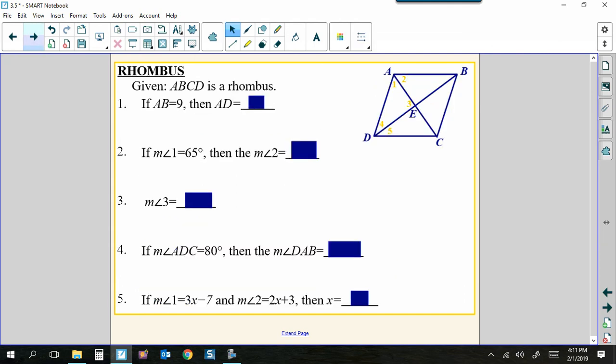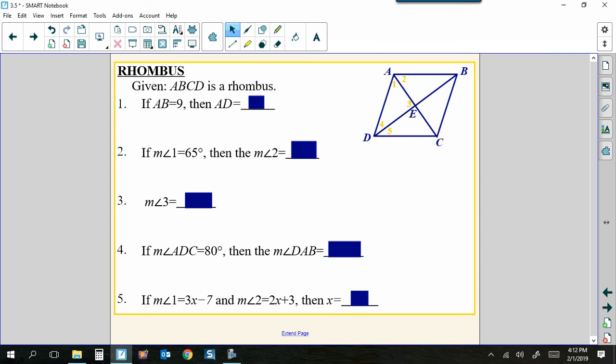Okay, now we're going to look at a rhombus. So think about the properties of a rhombus. It has to have 4 congruent sides, all the properties of a parallelogram, the diagonals bisect the angles, and the diagonals are perpendicular. That's everything we have written down. So if AB is 9, AB is a side of my rhombus, what would AD be?